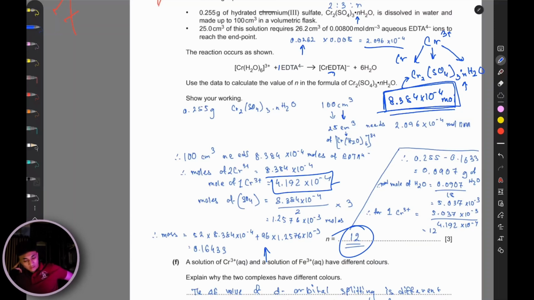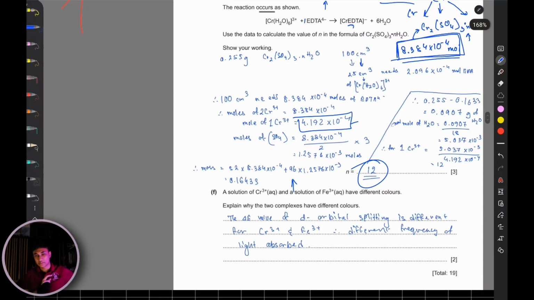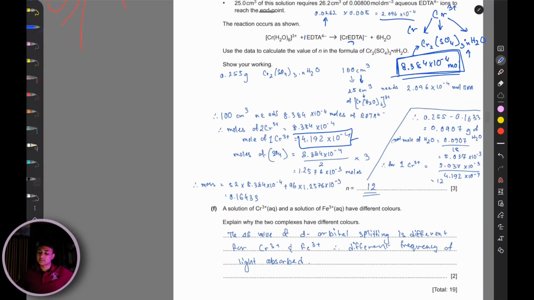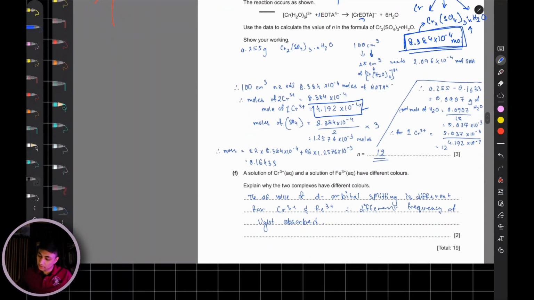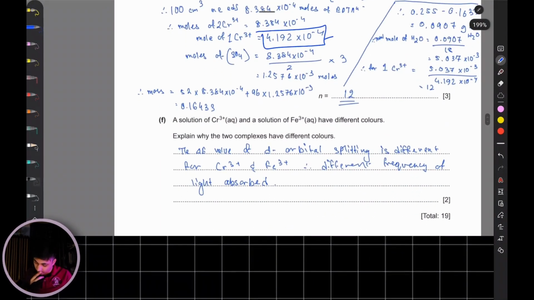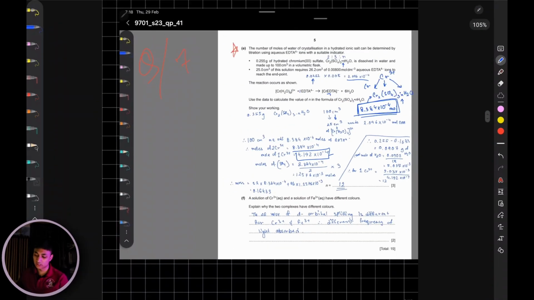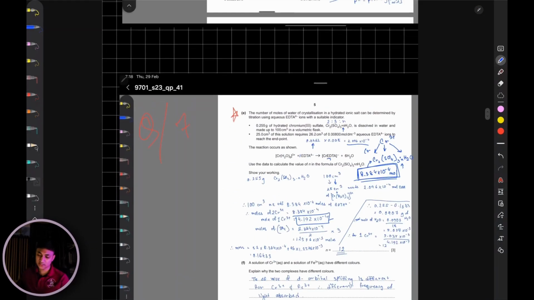Over here, notice one thing. If you had gotten a value that was not a whole number, you can already guess that your calculation was probably wrong, right? Anyways, we get 12, which is the right answer. Basically, over here, what you're applying is the empirical formula calculation, nothing else, right? Okay, now this part, let's see. A solution of chromium aqueous and a solution of Fe3 plus have different colors. Okay, this is not needed for now. This is from transition metals. So that is your question 7.